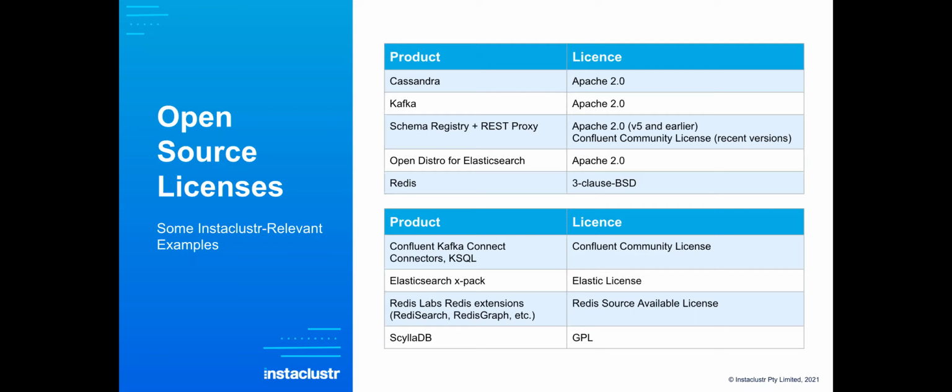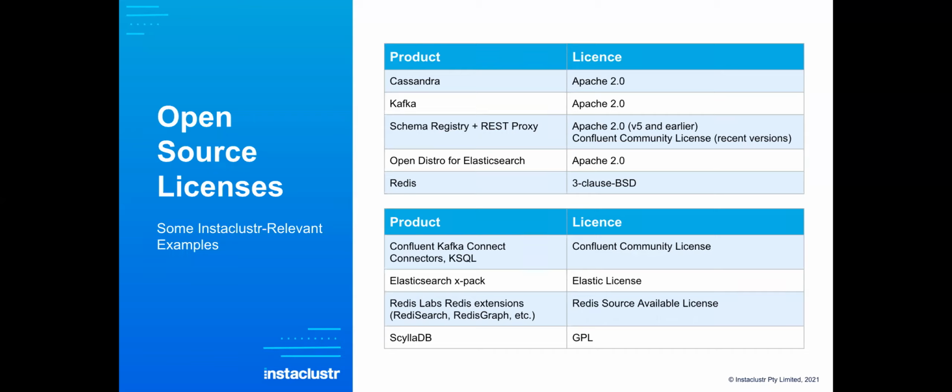And then Redis is under 3 clause BSD, the core of Redis. And then, as I mentioned, you tend to get into the extensions and things where the vendors are using their custom licenses. So Confluent have got some Kafka Connect connectors and KSQL under the community license. Elasticsearch originally just had the XPack under the Elastic license, and they've recently, in the last couple of weeks, announced that the core of Elasticsearch will be moving under that Elastic license.